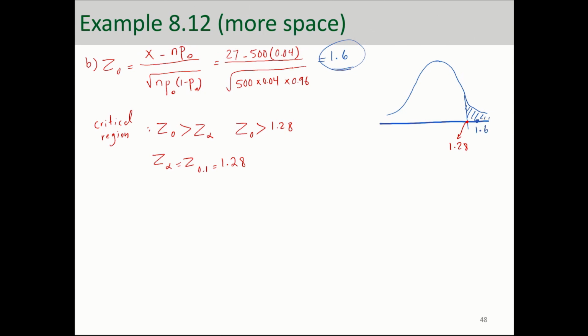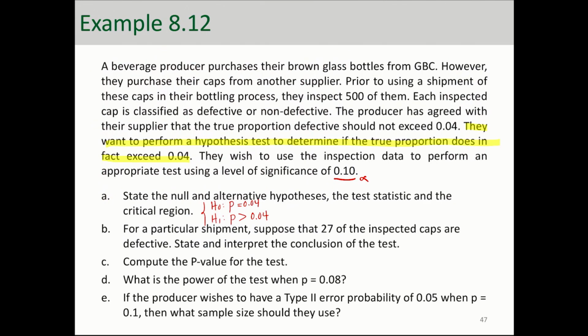So we are here. And since the test score of 1.6 is greater than the critical limit of 1.28, the conclusion is rejecting the null hypothesis. And rejecting the null hypothesis means that we are rejecting this hypothesis that population proportion is 4%, and essentially we are accepting the alternative hypothesis. It is more than 4%. So we reject the entire shipment essentially and send it back to the supplier.